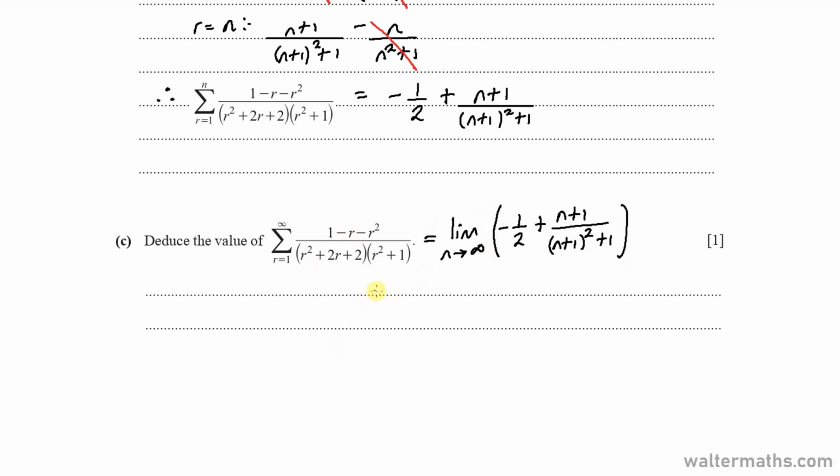So for this one here, you can notice that we have got minus half, and the limit will simply just be minus a half. And then if you look at this fraction here, you can see that as n approaches infinity, the denominator will increase at a much faster rate than the numerator, since we have n plus 1 squared plus 1 here, and at the top we only have n plus 1. So this whole fraction here tends towards 0 as n approaches infinity. So the limit here will simply come out as minus a half. And that's the answer there to part C.